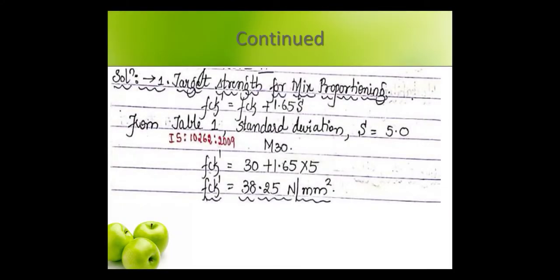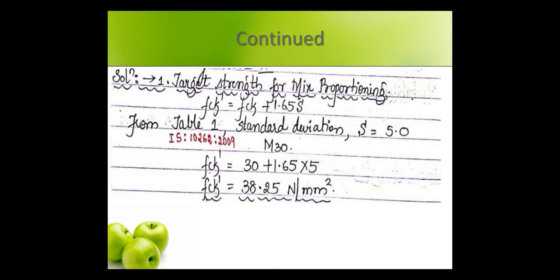In this we'll be using the codebook IS 10262-2009. Using that codebook we have to design the concrete quantity required. The first point we are going to determine is the target strength for mix proportioning. That is nothing but the target you are going to keep, that is M30 grade concrete. Whatever compression strength you are going to get, that target strength we have to calculate.